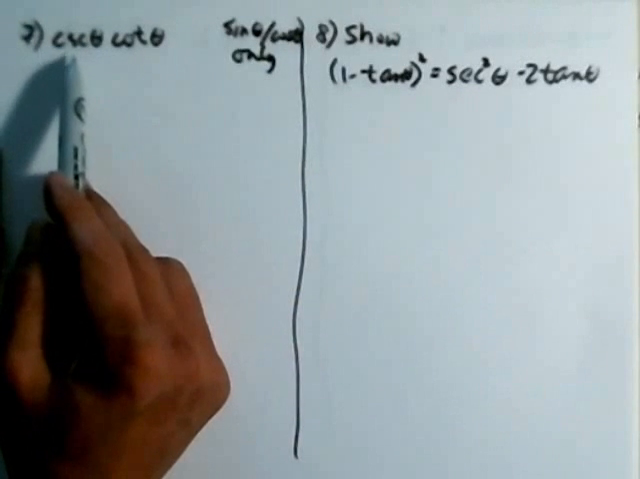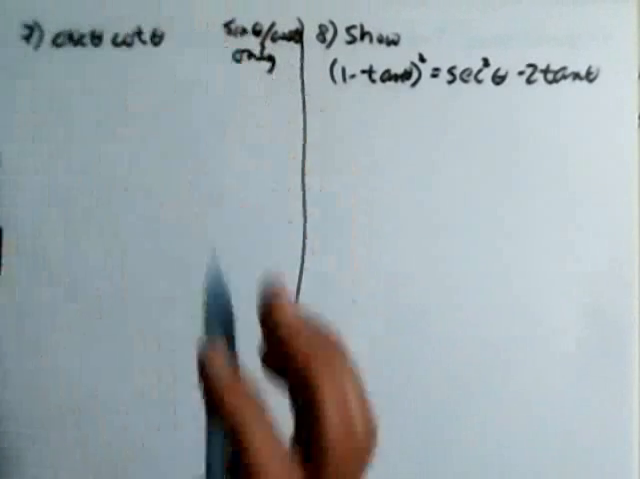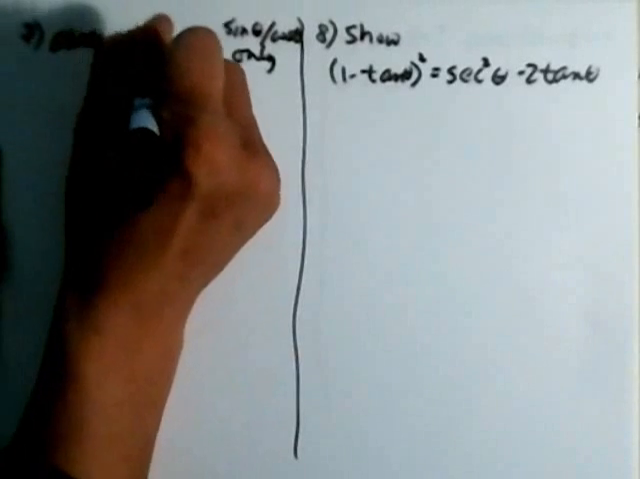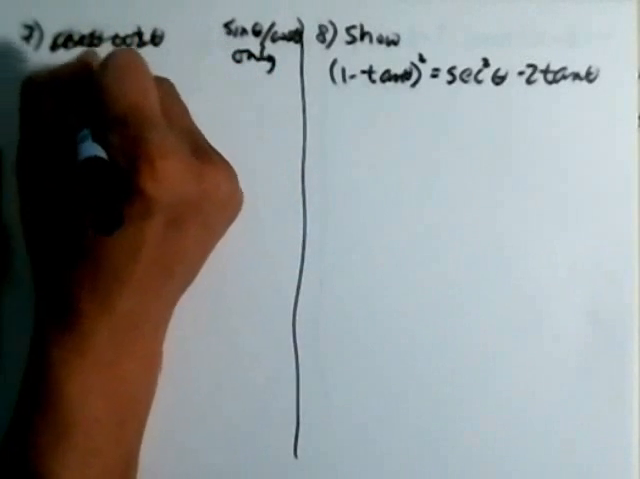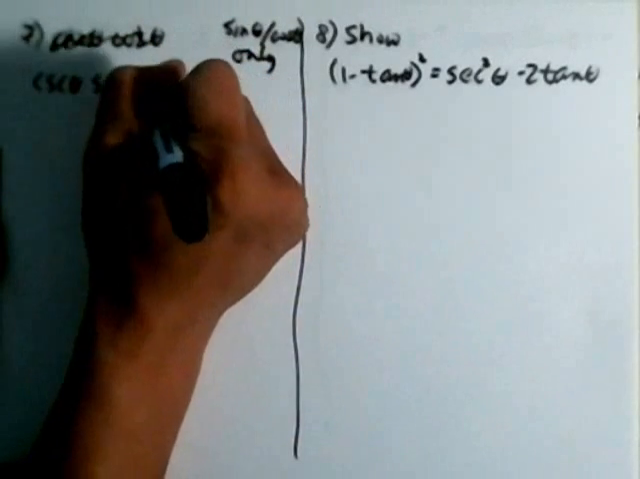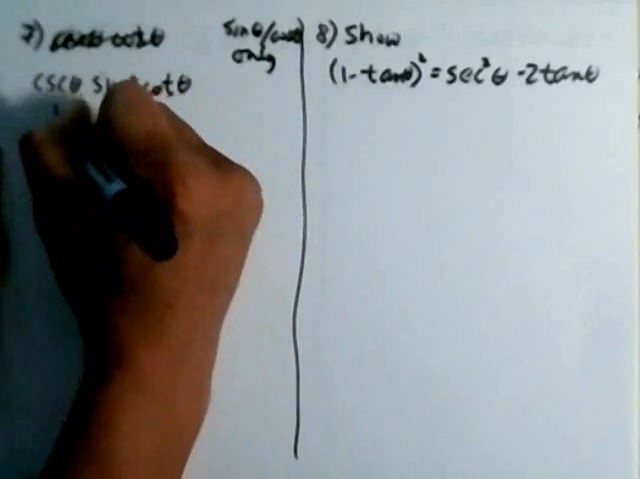It says write cosecant of theta. Where's my homework problem? Write cosecant theta, sine theta, cotangent theta, in terms of sine and cosine only. I miswrote the problem again. I should actually point to these as I'm writing them. Cosecant of theta times the sine of theta times cotangent of theta, and write in terms of sines and cosines only.